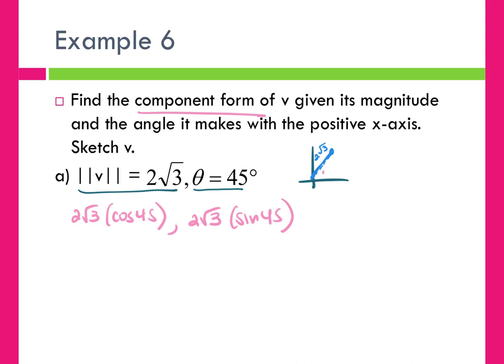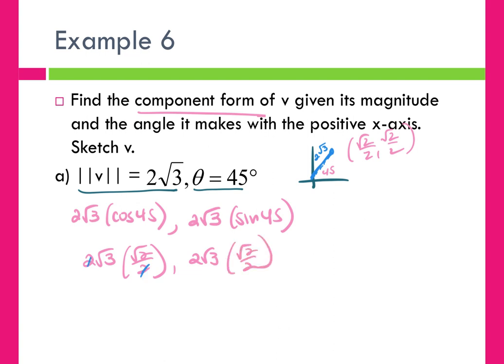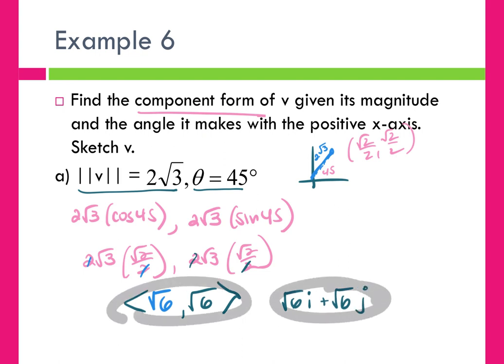I know 45 degrees has the coordinate point root 2 over 2 and root 2 over 2. So the cosine is square root 2 over 2 and the sine is square root 2 over 2. And then we simplify these. 2's cancel and square root 3 times square root 2 is square root 6. And we cancel these and square root 3 times square root 2 is square root 6. So the component form would just be root 6 comma root 6. If it wanted it in ij form, root 6i plus root 6j. Both of those would be right.